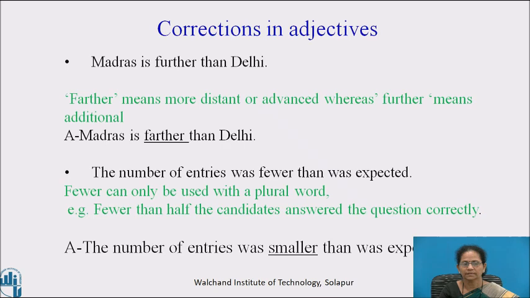See the next example. The number of entries were fewer than was expected. Fewer can only be used with a plural word. For example, fewer than half the candidates answered the question correctly. So, in this sentence, the number of entries was smaller than was expected, and not fewer than.